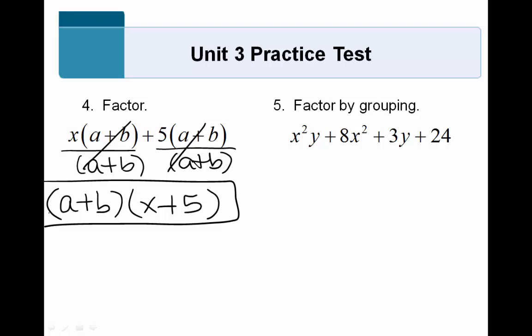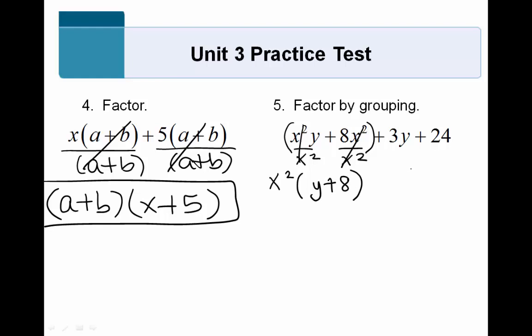Now notice we have 4 terms in the next polynomial. X squared y, 8x squared, 3y, and 24. And whenever our polynomial has 4 terms, we factor by grouping. So I'm going to group this, and I'm going to factor the greatest common factor out of there. The greatest common factor of these two terms is x squared. So I'm going to divide each of these by x squared. I can remove those factors. I get y plus 8.